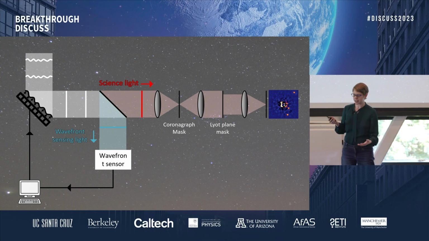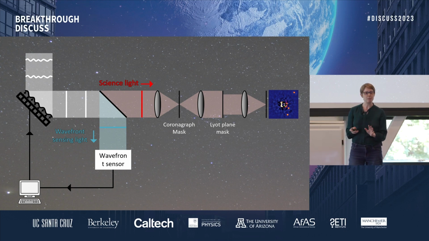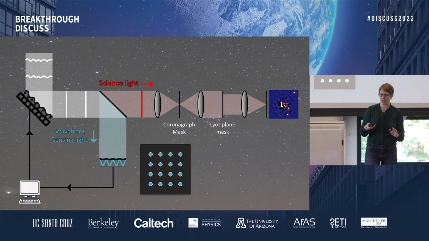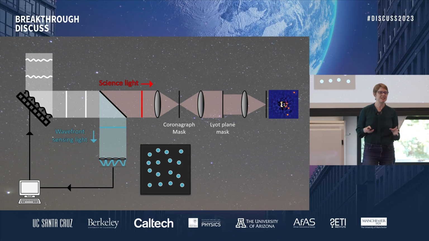Well, we can break off some of the light and send it to what we call a wavefront sensor. There are many types of wavefront sensors, but a particularly intuitive one is called the Shack-Hartmann wavefront sensor. Imagine you put a grid of tiny lenses in front of your light. Then you would see this grid of spots behind the lenses. If the wavefronts are not flat, that changes the centroids of those spots.